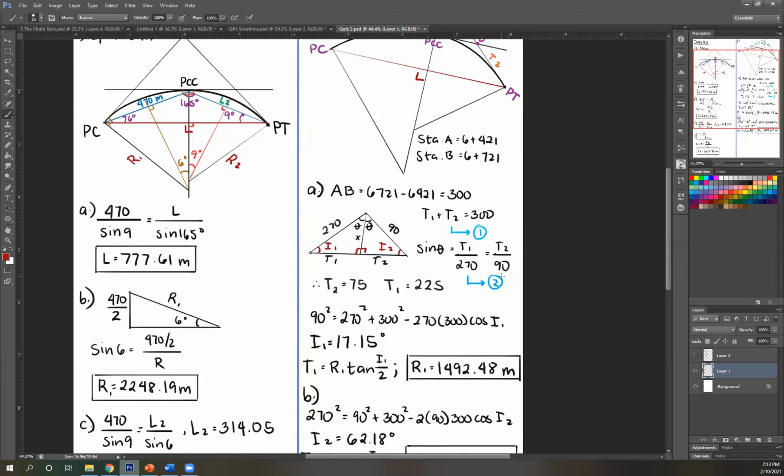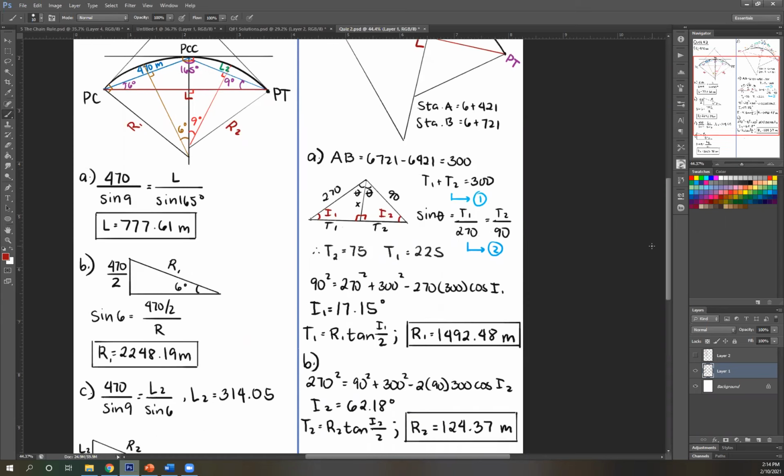Okay, so combining these two equations, T1 plus T2 equals 300, and T1 over 270 equals T2 over 90. That's your second ratio, or second equation. Two equations, two unknowns. I can solve for T1 and T2 using simultaneous equations. Again, two equations, two unknowns, solve for T1 and T2. I'll leave that solution to you, because you can use a calculator or you can do it manually. So T1 is 225, T2 is 75. Okay. So now I have T1 and T2.